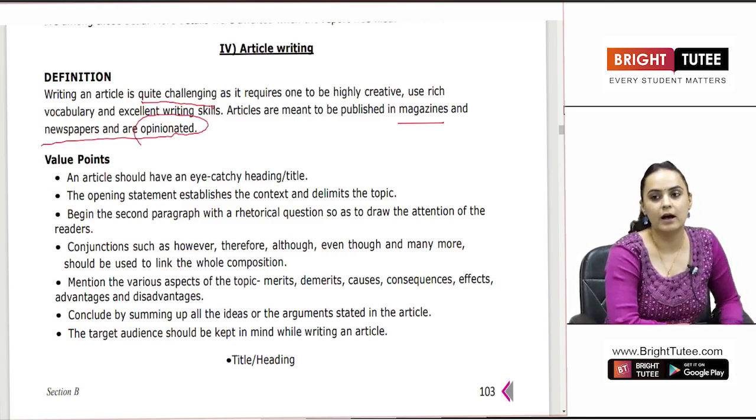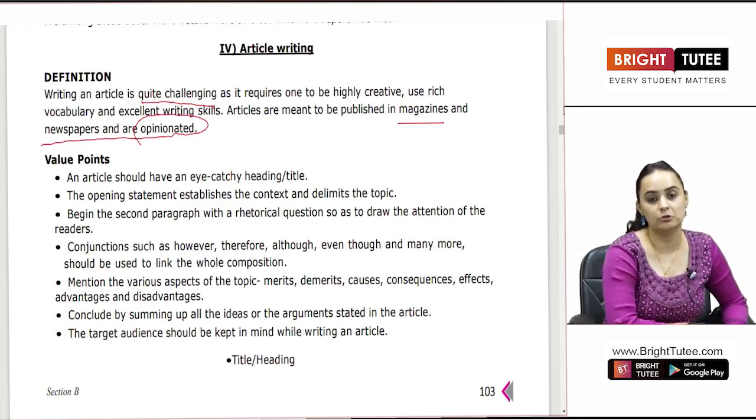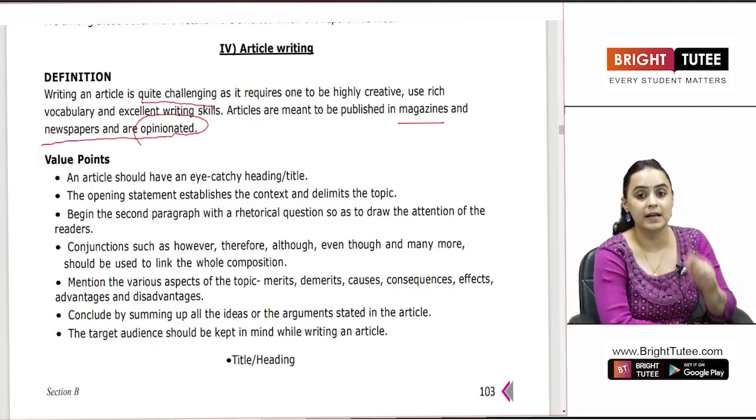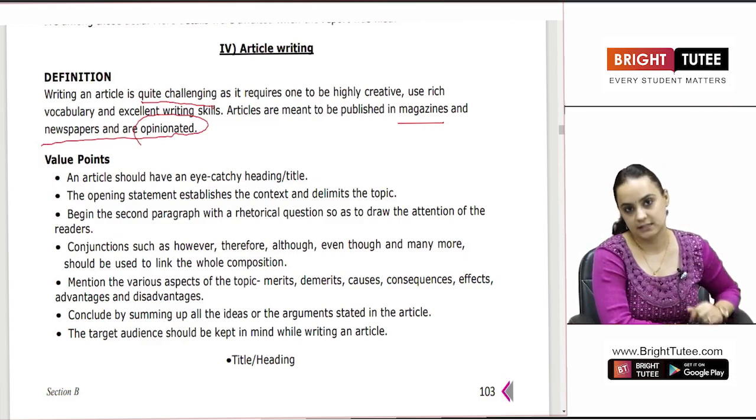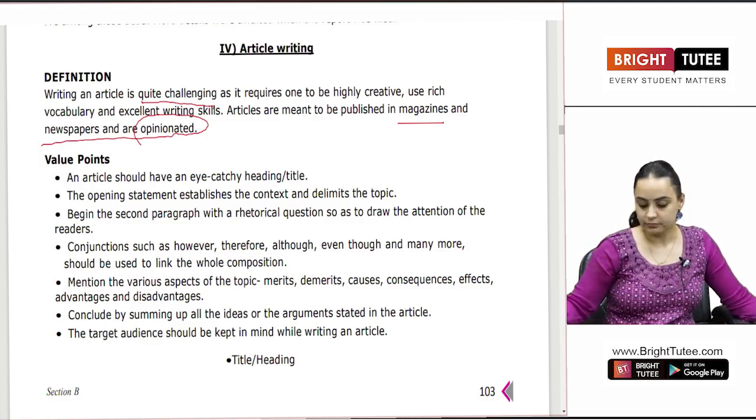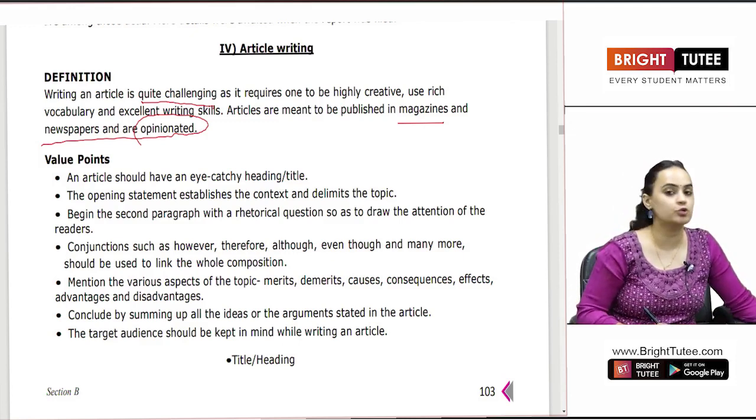Now, articles are meant to be published in magazines and newspapers and are very opinionated. Opinionated means you have an opinion of your own. So, when you write an article, you express your own views, your own ideas in that article. Now, what are the points that we need to keep in mind when writing an article?